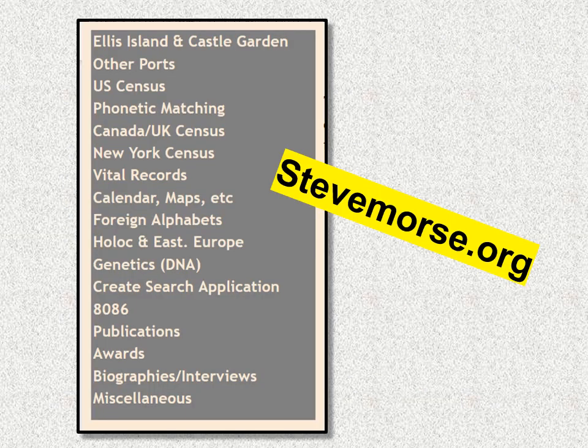The One-Step website, stevemorse.org, has a master menu, and I have duplicated it here. There are lots and lots of different utilities there. It didn't start that way. But I'm going to concentrate mainly on the census utilities that I, Dave, and Steve started initially, and that is the U.S. Census and the New York City censuses.